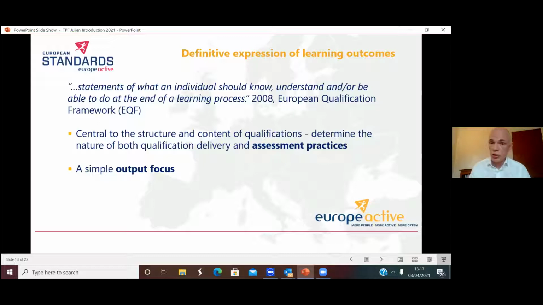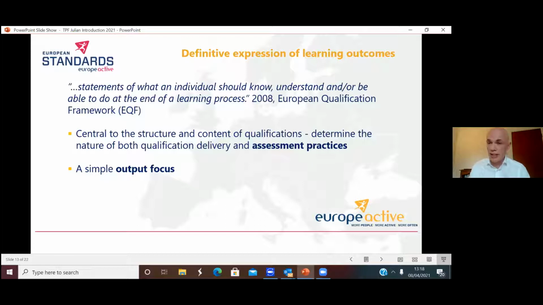They're central to the structure of qualifications. And they will determine the nature of the actual delivery, how you deliver your courses, but also assessment practices, which is clearly what we're here today to talk about. And what they promote is a more output-focused approach. So by that, I mean that if we can effectively assess the outcomes, if we can assess that person against those learning outcomes and ensure that they can meet those learning outcomes, we can be confident that they are qualified to do that particular role.